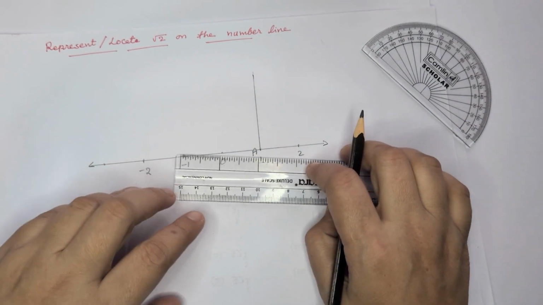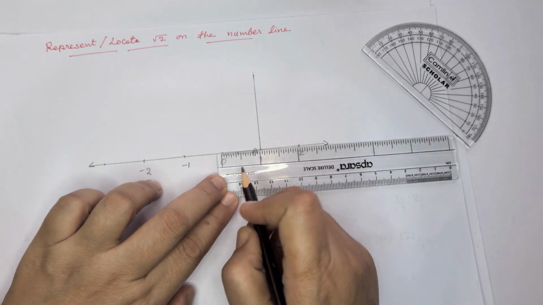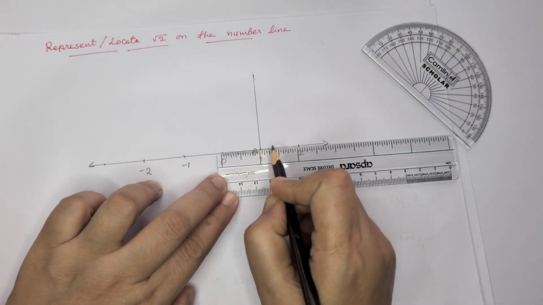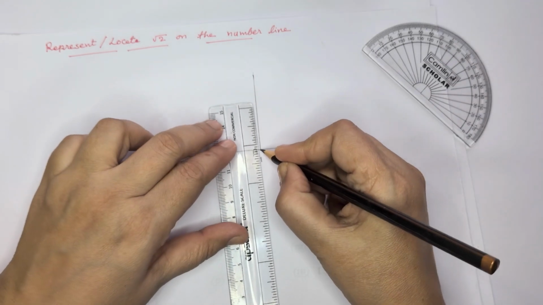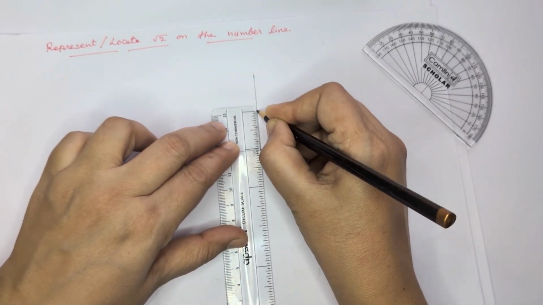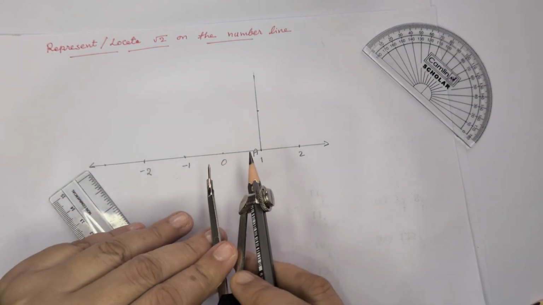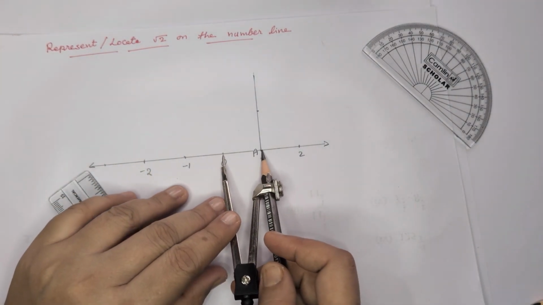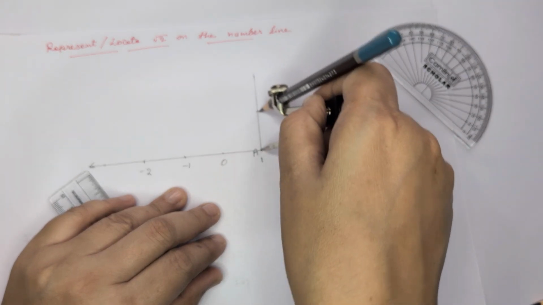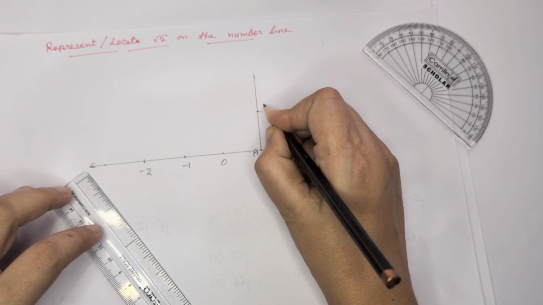Here we have taken just 1 unit. I have taken 1 inch, not the centimeter. So 1 inch, the same you have to take here also. You can take this 1 unit by using the compass also. The same unit from here you have to take on the perpendicular line and mark it. And that point we can mark as B.